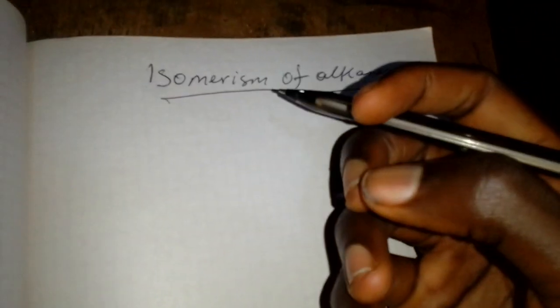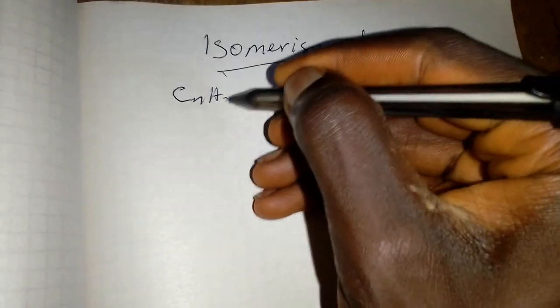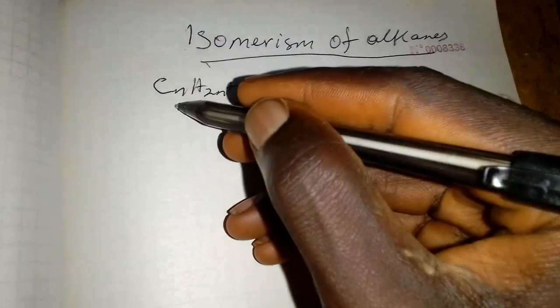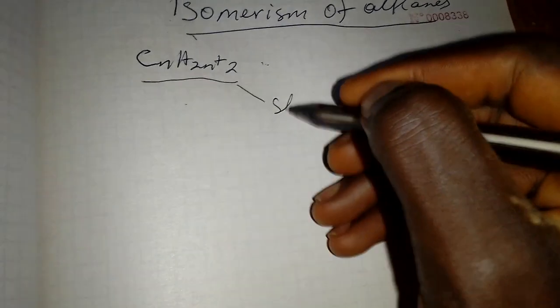So alkanes are saturated hydrocarbons having the general formula CnH2n+2. So this is the general formula for alkanes. An alkane undergoes structural isomerism.